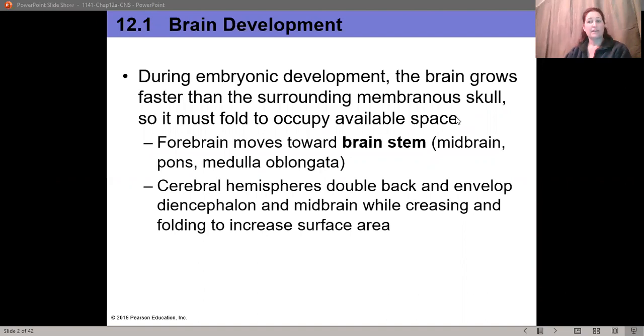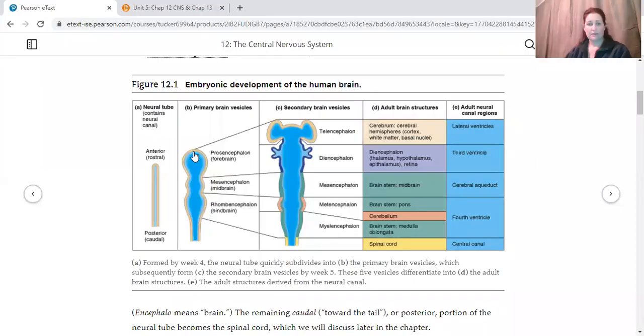So during embryonic development, the brain grows faster than the surrounding membranous skull, so it must fold to occupy available space. It starts out as a neural tube. It looks like this during development, and then as it grows, it gets swellings. This foremost area is called the telencephalon, and it starts to move forward and then move back. While it does this, it makes little ridges, and that will increase surface area.